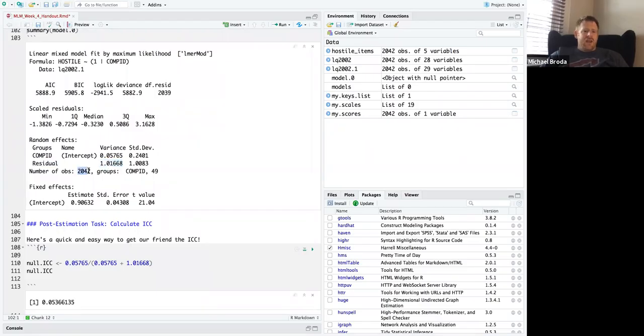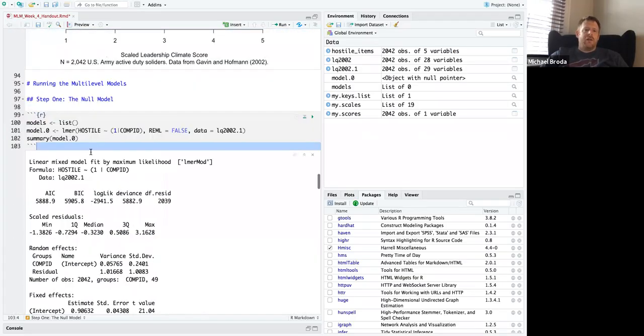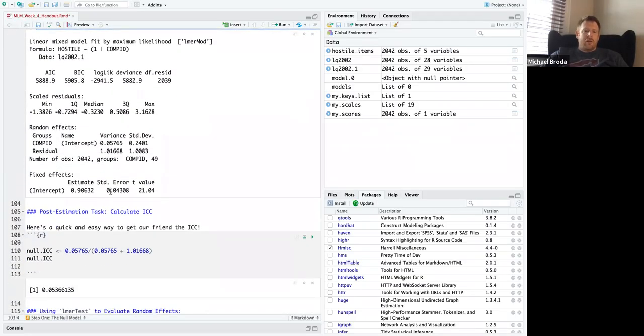And then it's reminding me I have 2,000 individuals nested within 49 distinct companies. And then I get one fixed effect estimate, and that fixed effect here is the average hostility score across the entire sample after adjusting for soldiers nesting within companies. And so it's about 0.9, so about 1 is the average hostility score. And according to the standard error and the t-value here, this is going to be very, very significant.